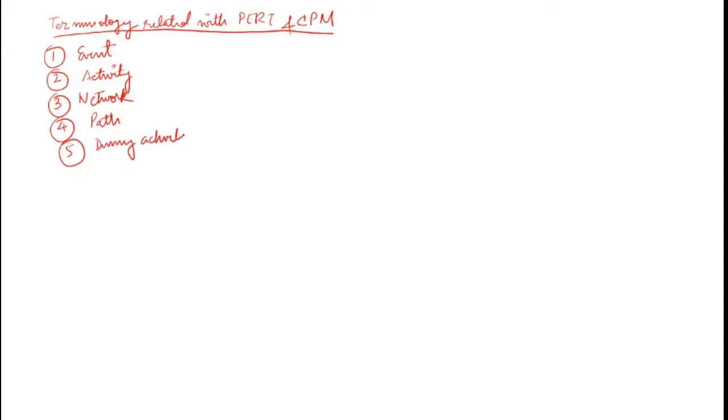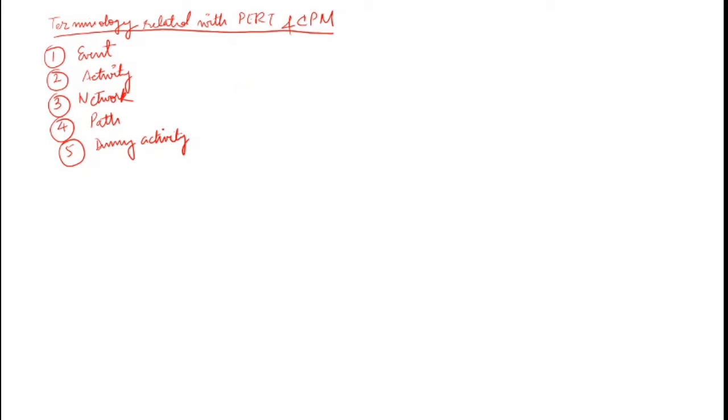So number one is event. Number two is activity. Number three is network. Number four is path. Number five is dummy activity. There are a few more that we will be discussing when we will be drawing networks.